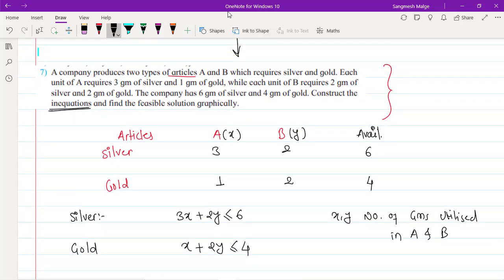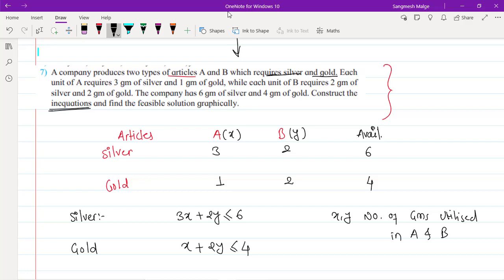See here, A and B require silver and gold. Okay, how much does A get? Article A is taking 3 grams and article B is taking 1 gram of gold. But actually I don't know how article A is going to utilize this. So that's why I have 3x plus 2y is less than or equal to 6, and the second constraint is x plus 2y is less than or equal to 4.